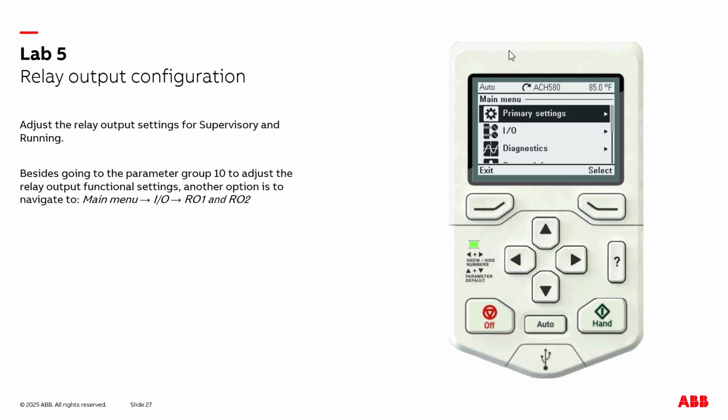For the second part of Lab 5, we need to record the functional settings of the two relay outputs that are wired in series with one another so that the spray pump only activates when the drive is running and the supervisory is satisfied. If you want to pause the video here, do so now, and I'll show you how to program it if you want to attempt to program it on your own.